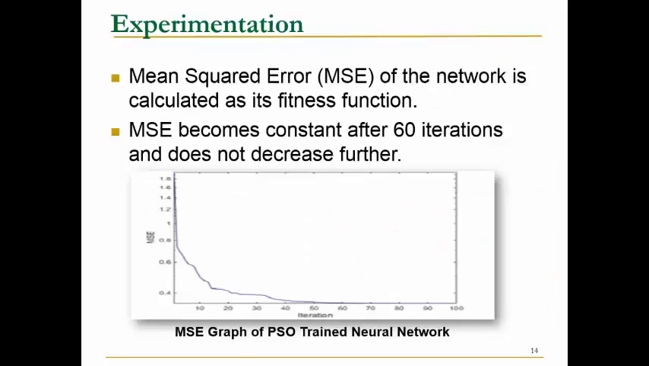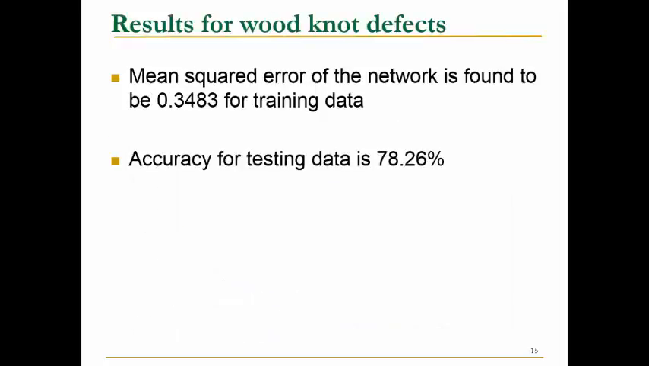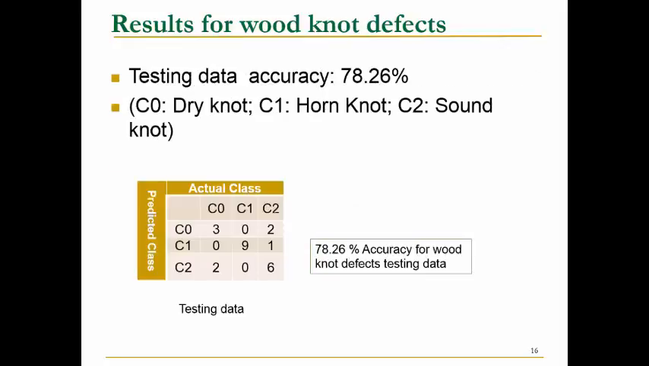Mean squared error (MSE) of the network is calculated as its fitness function. MSE becomes constant after 60 iterations and does not decrease further. The figure shows the MSE graph of the PSO trained neural network. Results for wood knot defects. Mean squared error of the network is found to be 0.34834 for training data. Accuracy for testing data is 78.26%.